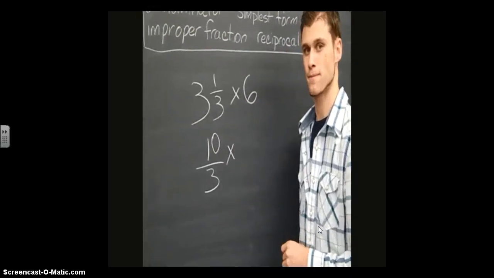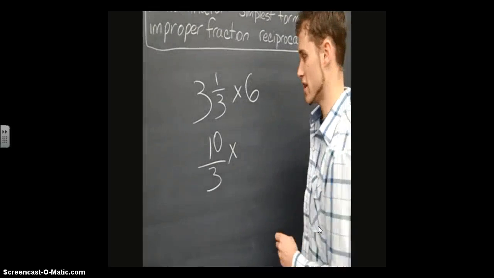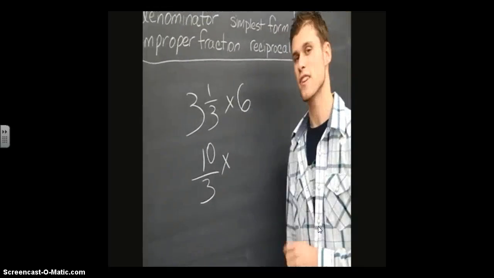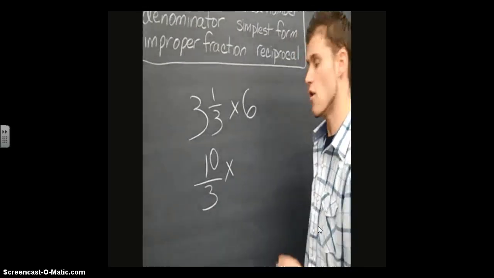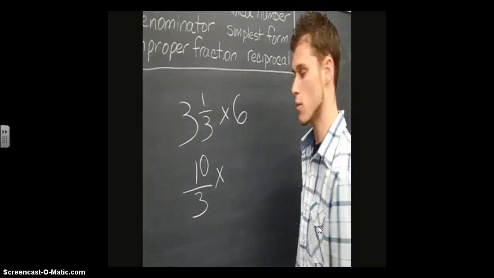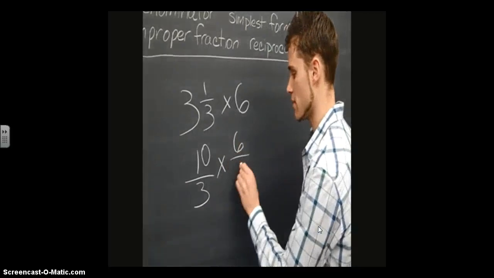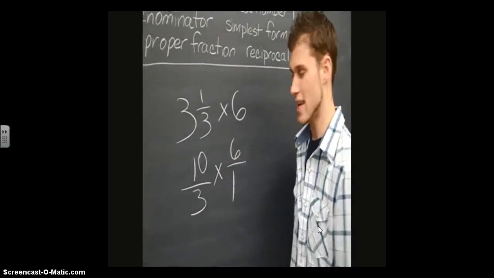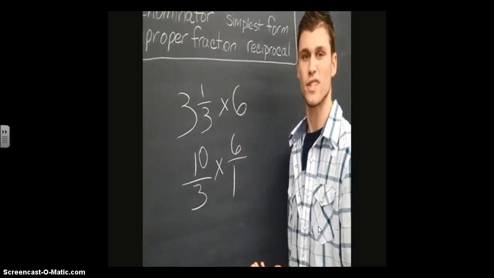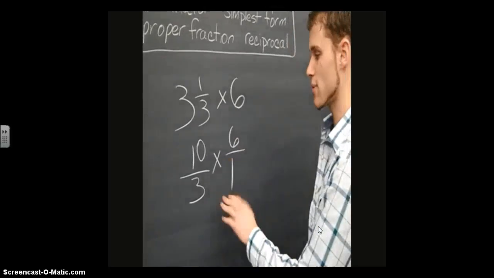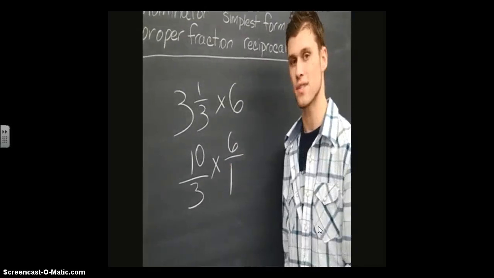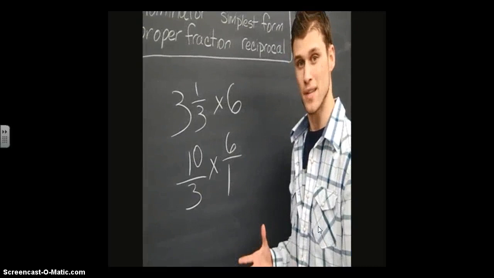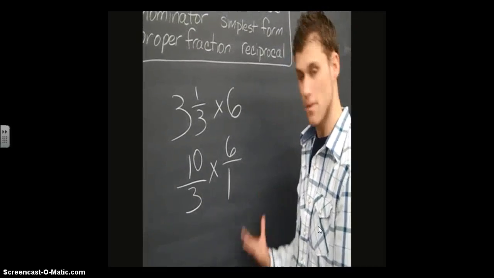Now how do you change a whole number into a fraction? Very good question. Okay, 6 is really easy to turn into fraction form. All you have to do is put that number over 1. So this would become 6 over 1. And that's just saying 6 divided by 1, which is 6. So we have our new problem set up here, 10/3 times 6 over 1. Next step is to simplify and then multiply.